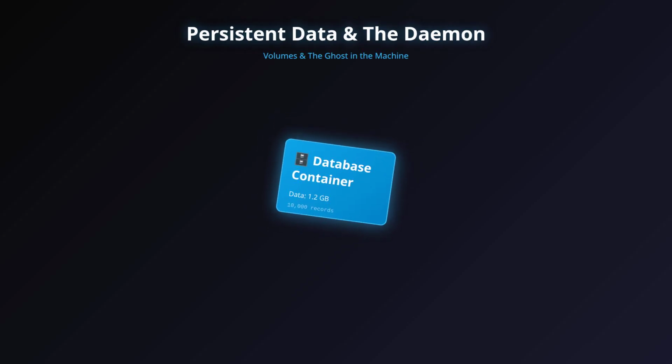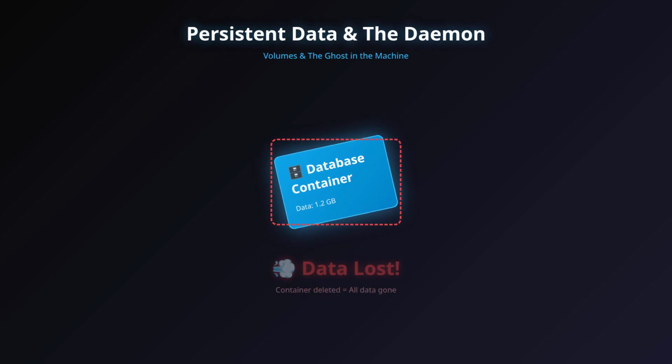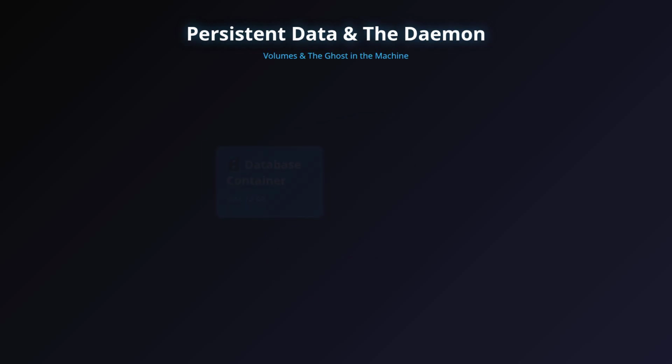Here's a problem. Containers are ephemeral. When you delete a container, everything inside it is gone. Your database container has 1.2 gigabytes of data. Delete the container, and that data disappears forever. That's where volumes come in.